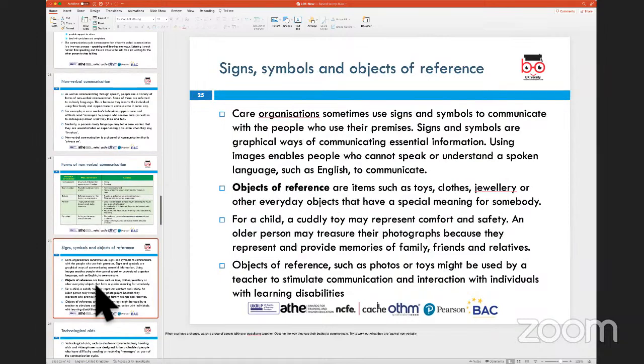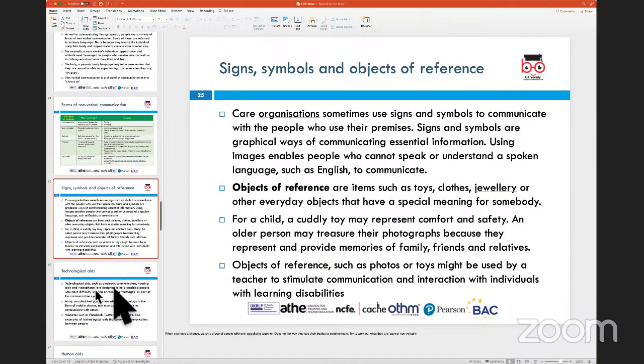Then we look at signs, symbols, and objects of reference. So here you're looking at various forms of objects of reference, which sometimes are given or used in the context of communication. A simple example of this would be if you take your child across to the GP surgery and he or she has to get a vaccination, the GP would generally distract the child by giving some sort of a toy or an object, and that would be used to create a distraction while the vaccination can happen. And that is where you would generally see these kinds of signs, symbols, and objects being used.